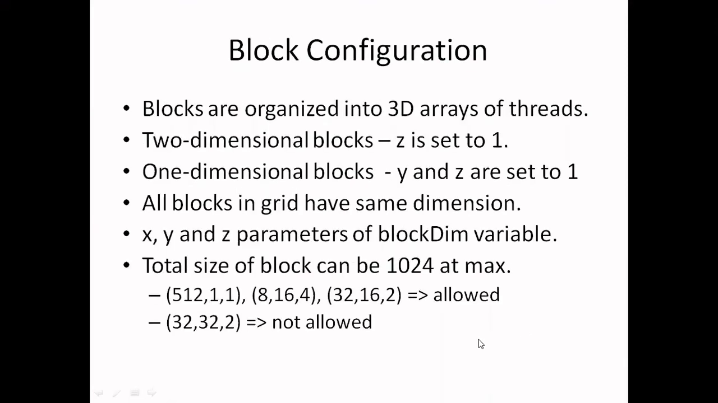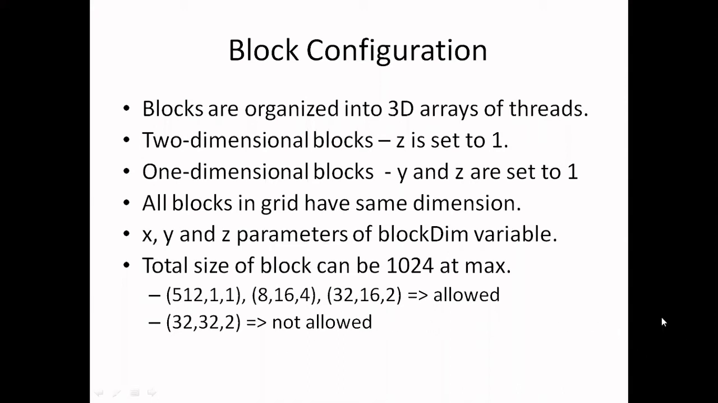Similarly, for block configuration, they are also organized in 3D arrays of threads. If you want two-dimensional blocks, then z will be 1. You will have only x and y dimensions. If you want one-dimensional blocks, you will specify y and z as 1. All blocks in a grid have the same dimension. Then the x, y, and z parameters.